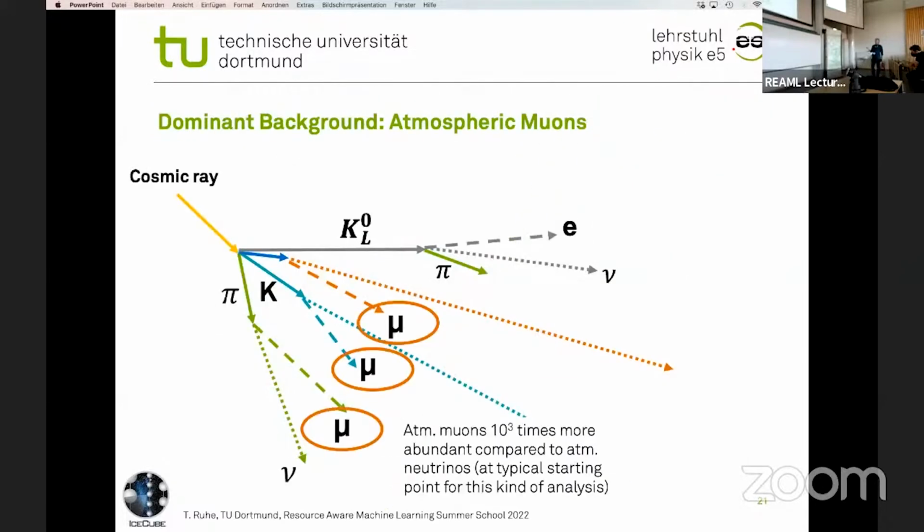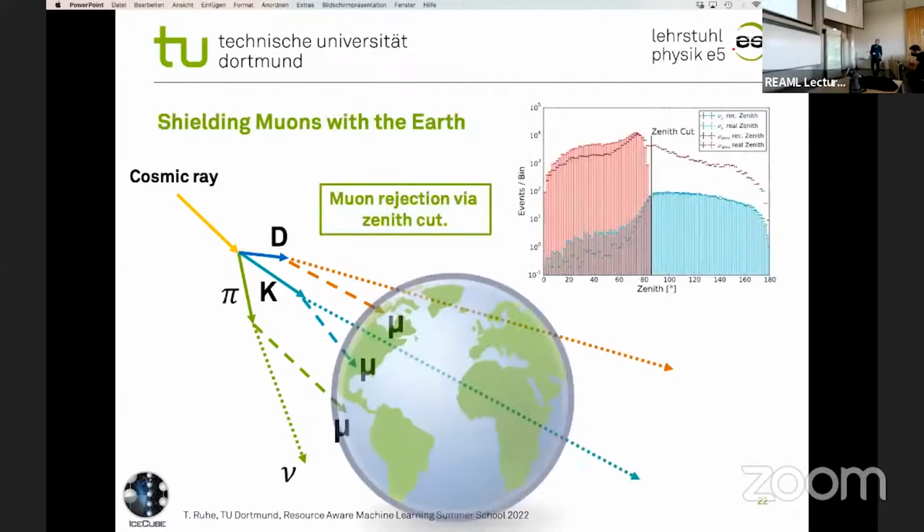Okay, well, all the good in the world comes with a caveat. And these are atmospheric muons. These atmospheric muons are produced in the same processes as the neutrinos I'm actually looking for. But the point is that atmospheric muons are 10 to the 3 times more abundant compared to atmospheric neutrinos. Depends a bit at what level of analysis you look, but that's sort of the ballpark number, right? And their signatures in the detector look more or less the same, right? The neutrino does not carry a little flag that says I was induced by a neutrino or I'm an atmospheric muon. So we have to sort of get rid of those.